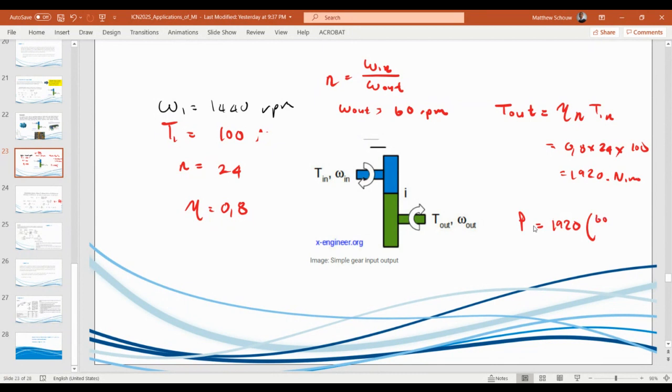So that's 1920 times 60 times 2 pi over 60. And if you find the answer, what will you get? You should get 12.064 kilowatts. All right. Is everyone happy with that?